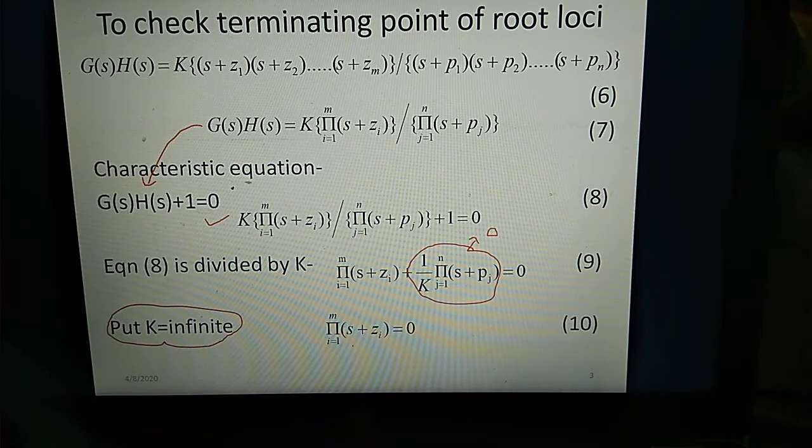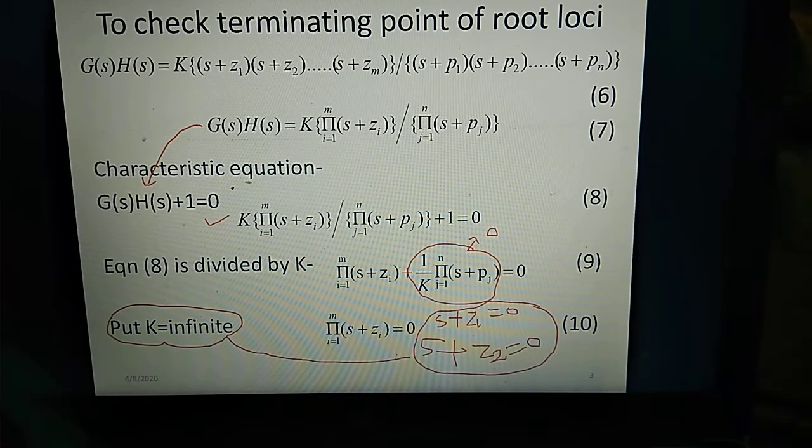So we will get the product of (s plus zi), i starting from 1 to m, is equal to 0, meaning simply in this case we get s plus z1 is equal to 0, s plus z2 is equal to 0, and so on. It means if we plot the root locus with gain k tending towards infinity, we are getting their zeros.